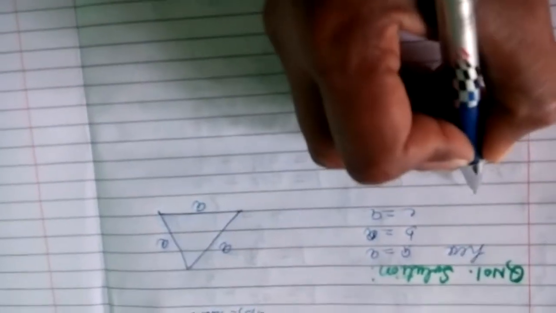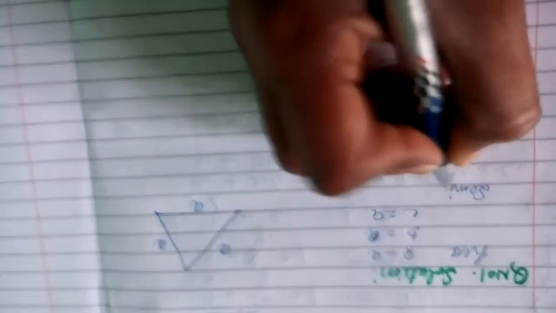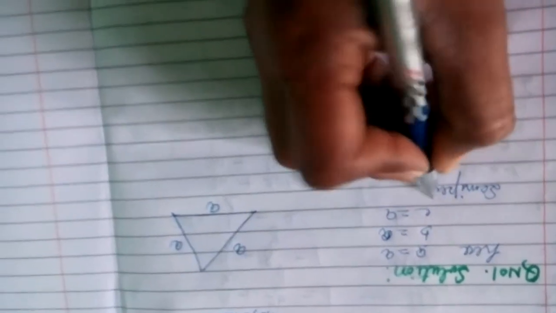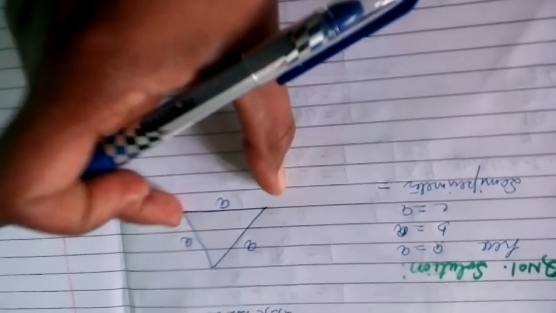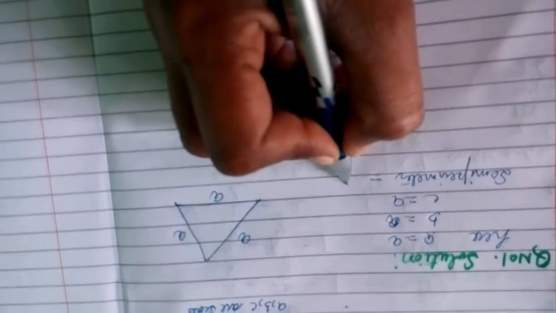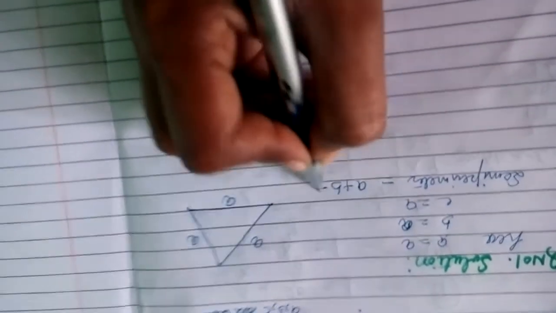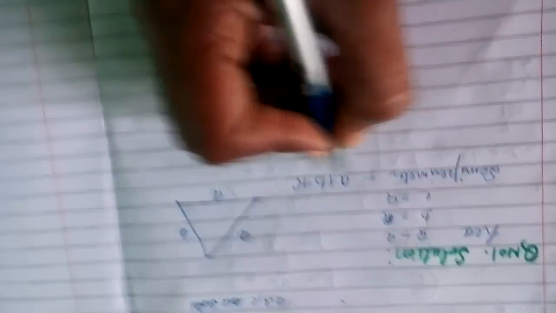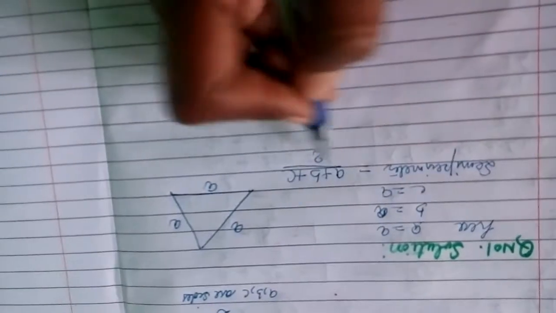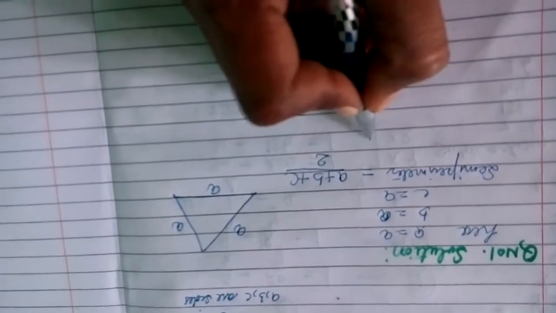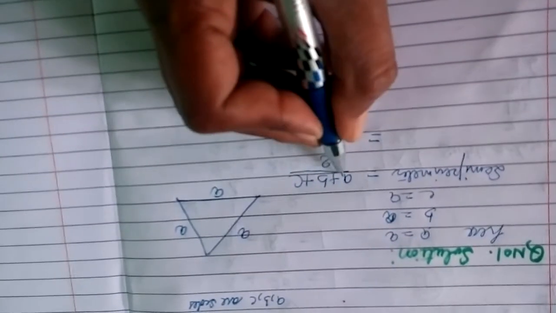Okay, now the semi perimeter will be... What did I tell you, what is perimeter? Perimeter is the sum of the lengths of all the three sides. So it will be a plus b plus c. Okay, semi means half. Perimeter means a plus b plus c, and semi means half. So what is the value of a?